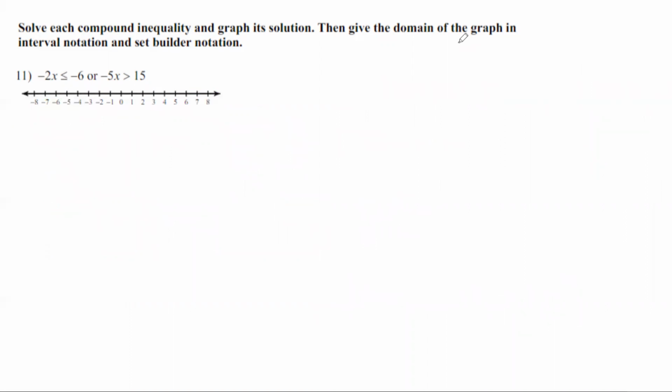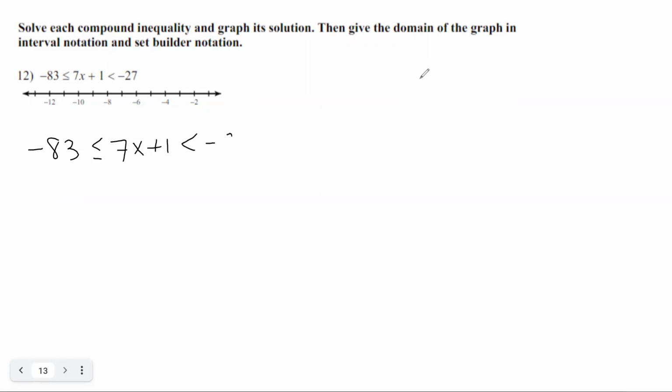Okay, and let's do the last one. I think it's going to be an and compound inequality. Nice. It doesn't say the word and, but notice that it has negative 83 is less than or equal to 7x plus 1 is less than negative 27. It's all combined together. The thing that they have in common, because and compound inequalities have things in common, is put smack dab in the middle right here.